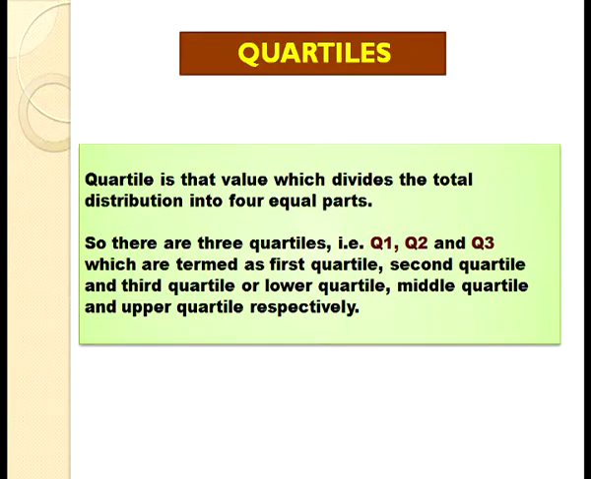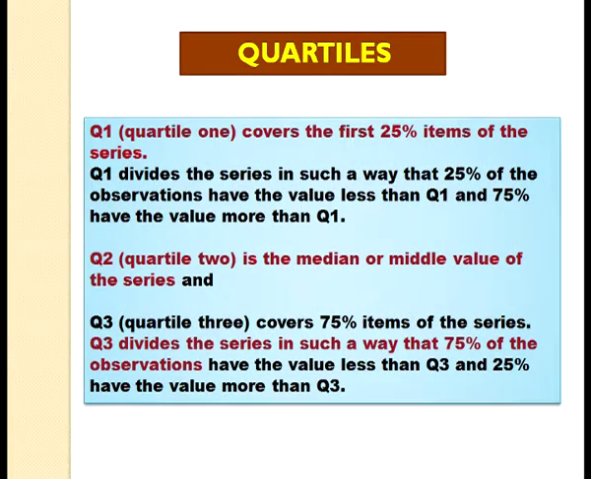Now, what is a quartile? A quartile is that value which divides the total distribution into 4 equal parts. So, there are 3 quartiles Q1, Q2 and Q3 which are termed as first quartile, second quartile and third quartile, often known as lower quartile, middle quartile and upper quartile respectively. So, let us see what the quartile means in detail.